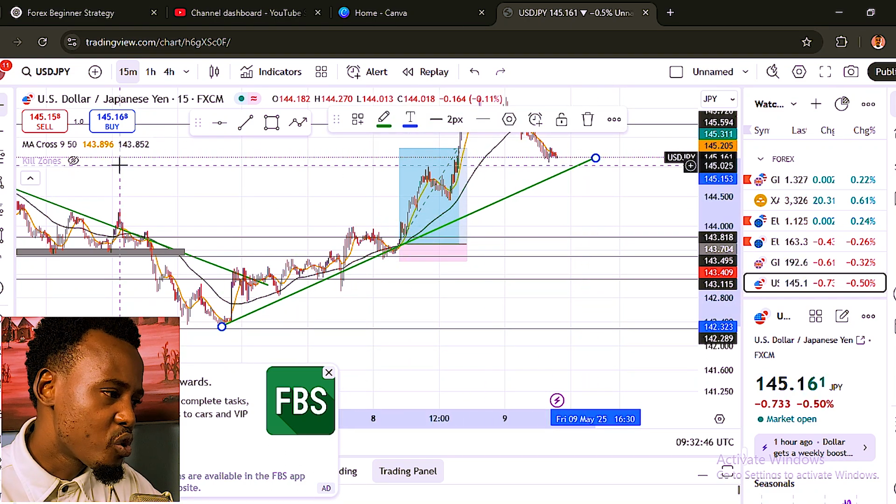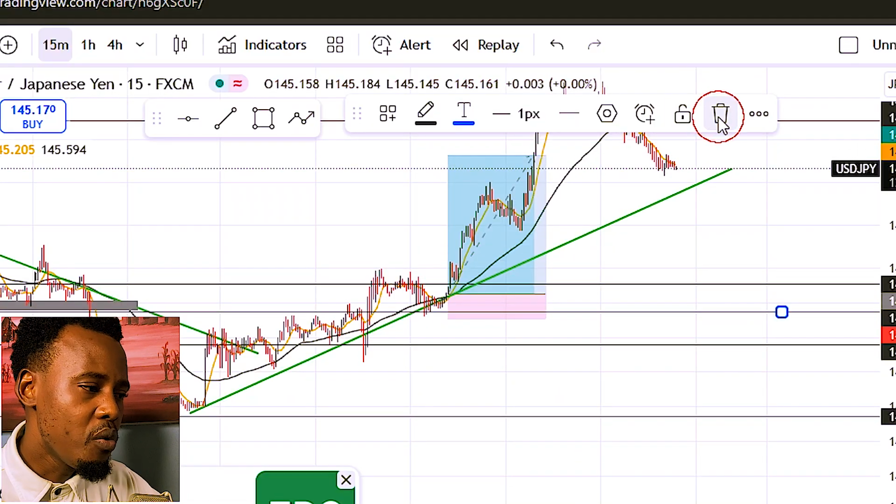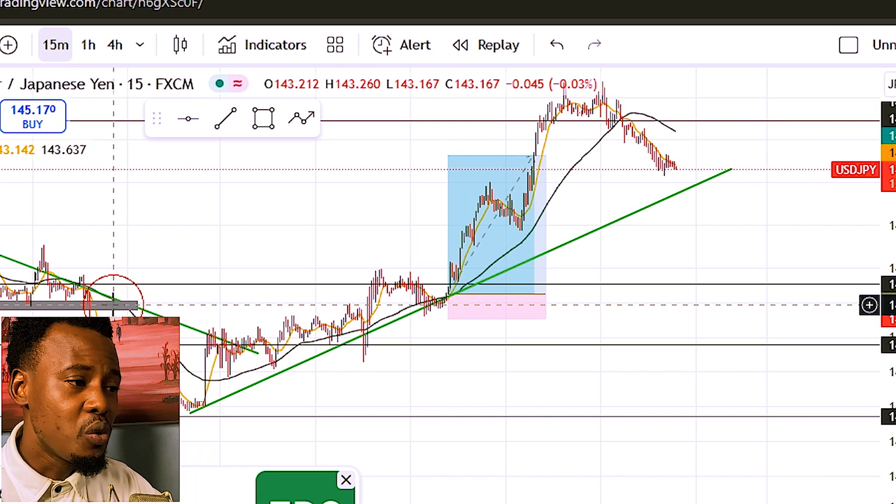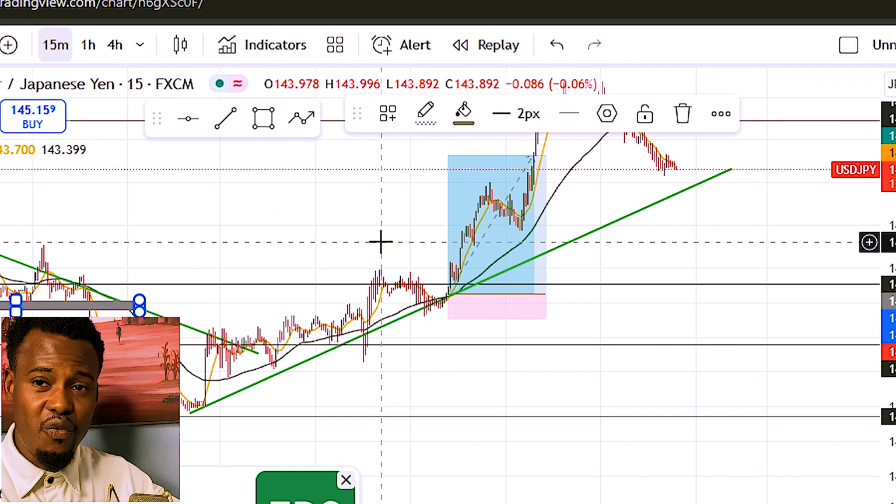And the next strategy is one of the most common strategies that you need as a beginner to keep making some cash in the forex market.